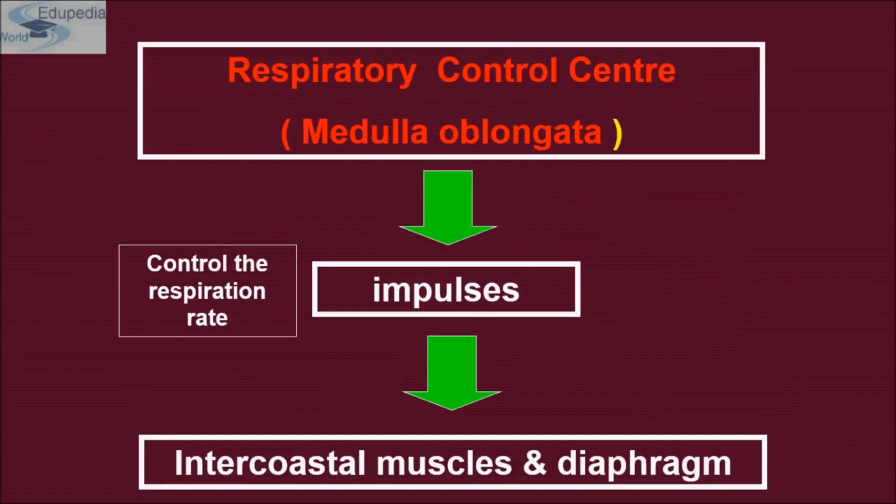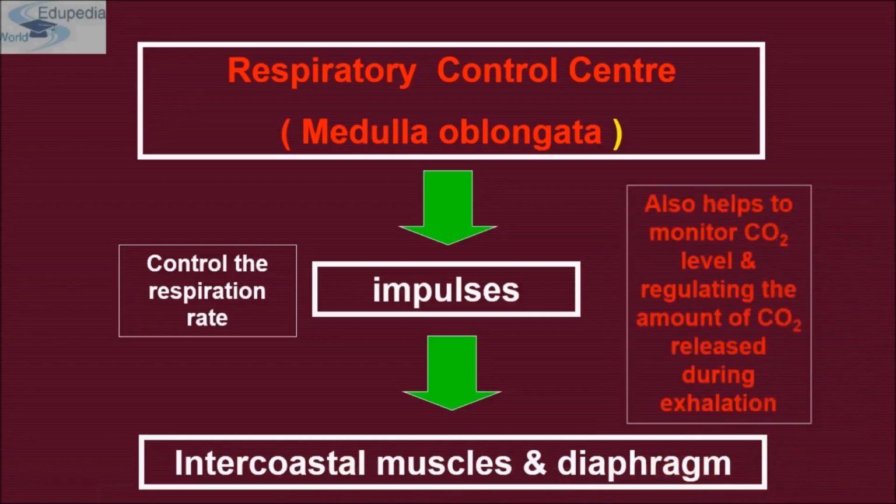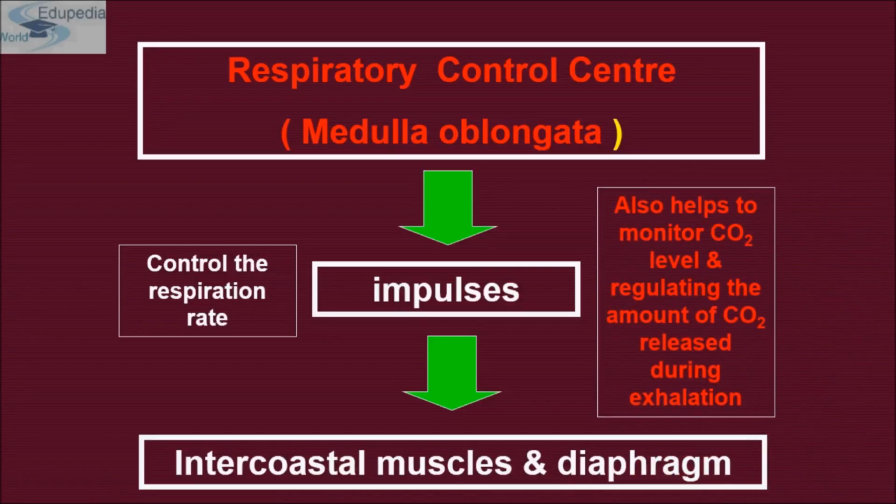Okay, and the whole respiration is controlled by the medulla oblongata, which is in the brain, and it sends impulses that control the respiration rate, and the impulses have an impact on the intercostal muscles and the diaphragm. We'll be studying the intercostal muscles and diaphragm in detail in the next section of my presentation. It also helps to monitor carbon dioxide levels, and it thus regulates the amount of carbon dioxide released during exhalation.